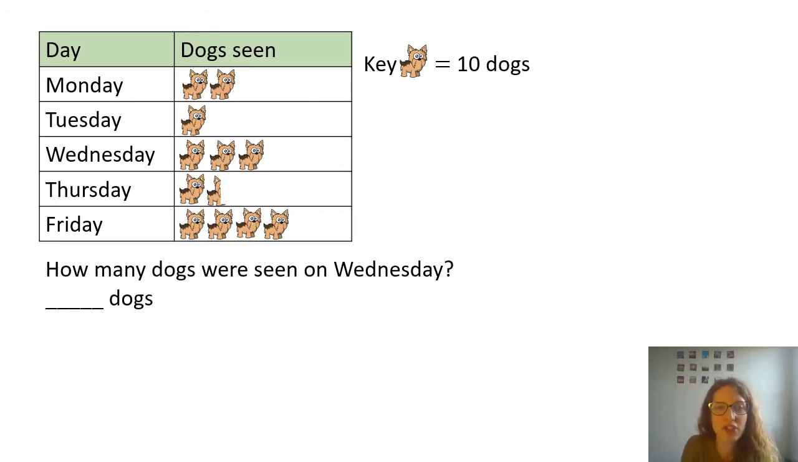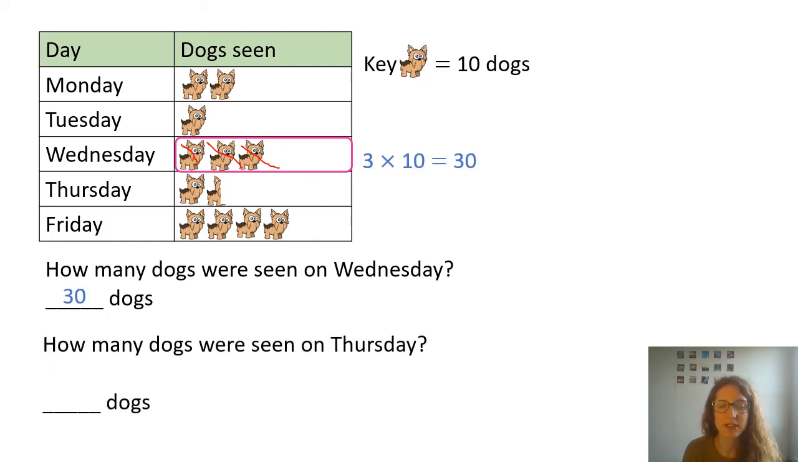We have a pictogram showing how many dogs I saw on each day. Each picture of the little dog represents 10. Have a look at the pictogram. The first question I want you to find the answer to is how many dogs were seen on Wednesday? Look across at Wednesday and count. Remember, they go in 10s, so you can cross them out if it helps you. So 10, 20, 30. So 3 dogs, but each one is worth 10. 3 times 10, so it's 30, not 3.